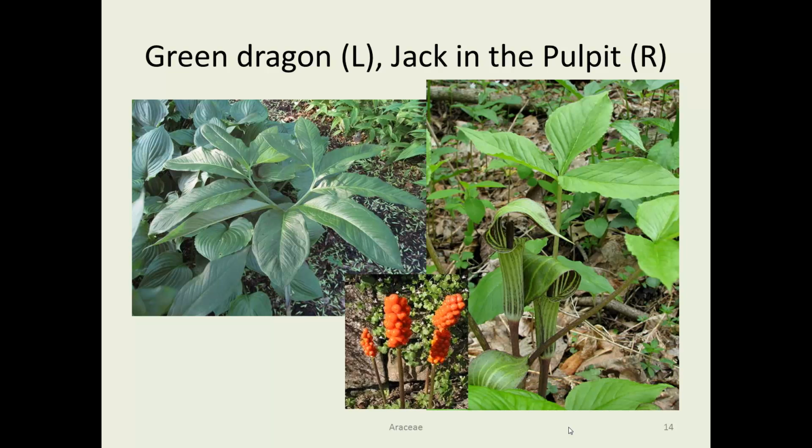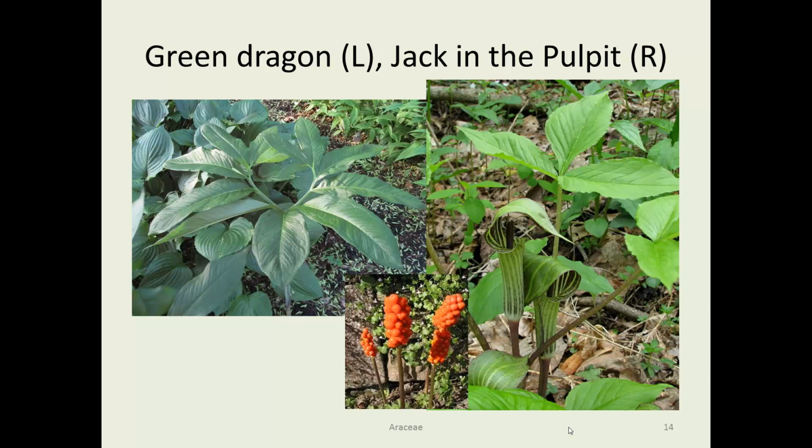The spathe is a tube around the spadix, and then forming a little cap over the top. The trilobed leaf up above the two spadix on the right is the leaf that's actually for this plant. And then the little red bit down in the middle, both of these species, when they fruit, look like that.